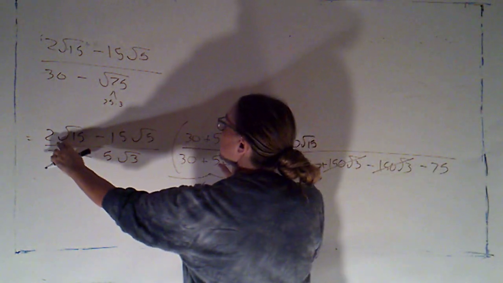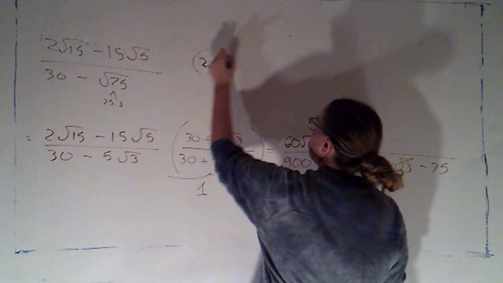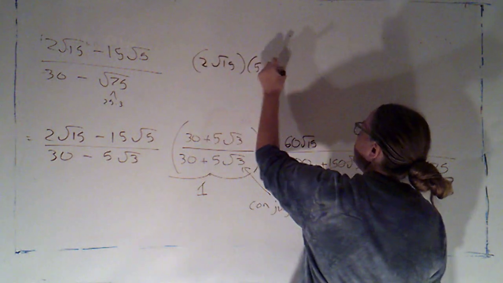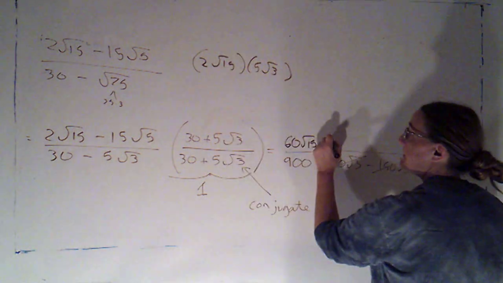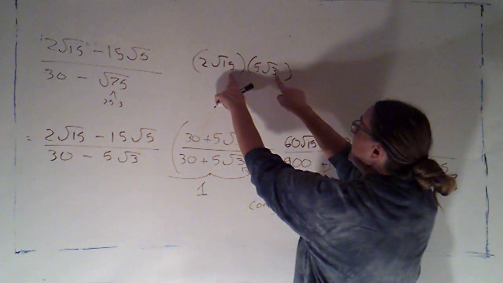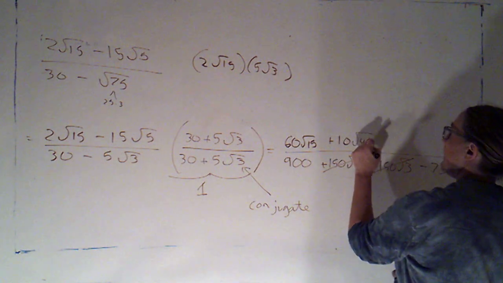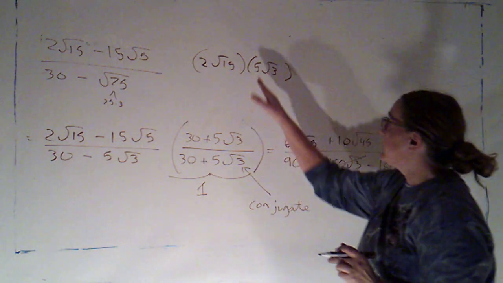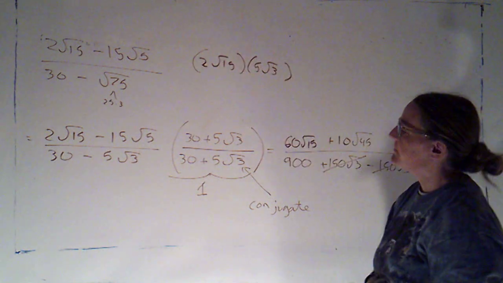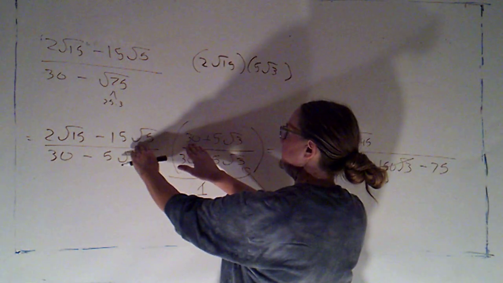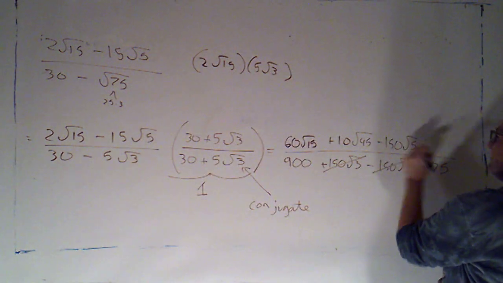Outsides, 2 times... so I'm looking at 2 root 15 times 5 root 3. I can multiply the 2 and the 5 to get a 10. And I can multiply the root 15 and the root 3 to get a root 45. So I can multiply together the stuff that's outside the root and the stuff that's inside the root. Insides, that's going to be minus 150 root 5.